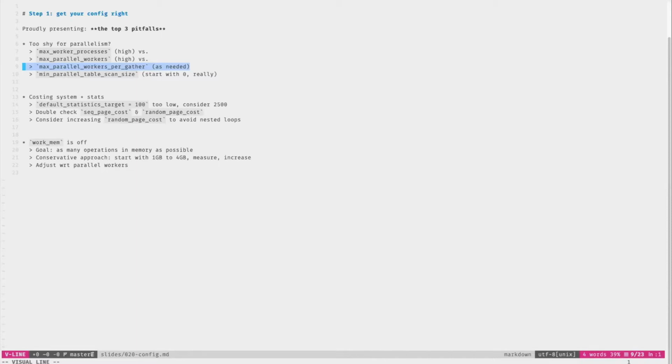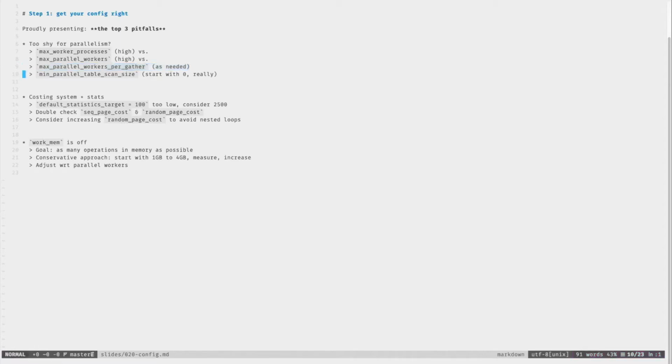Of course, it's important to note that this holds if you're running a single query. If you're running multiple queries, the dynamics change a bit, and you maybe want to reduce this a bit. But this is the general direction. I'm going to cover the debate around this setting a bit more in the next slide.